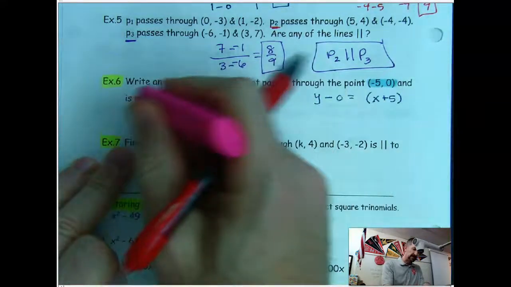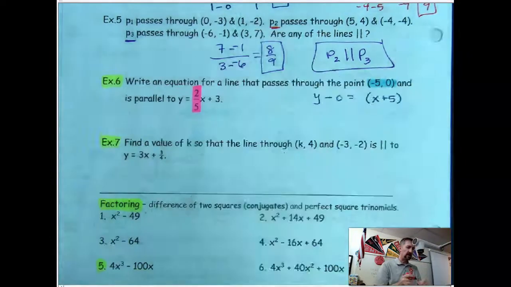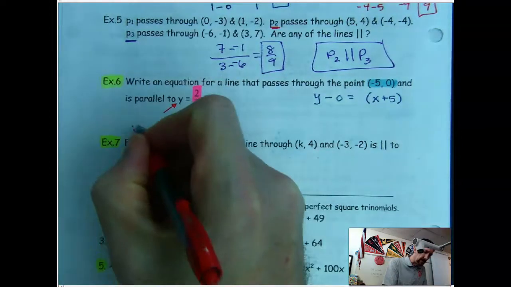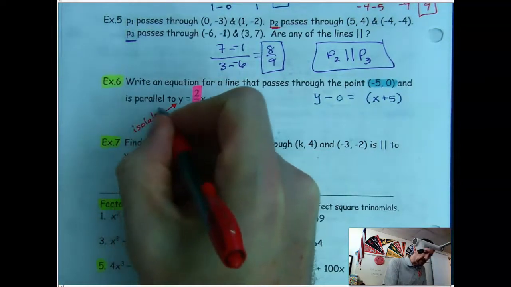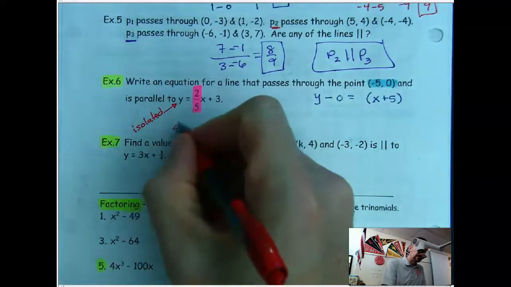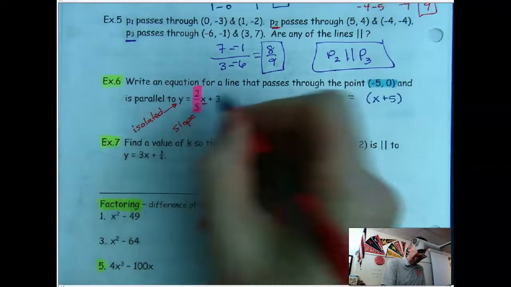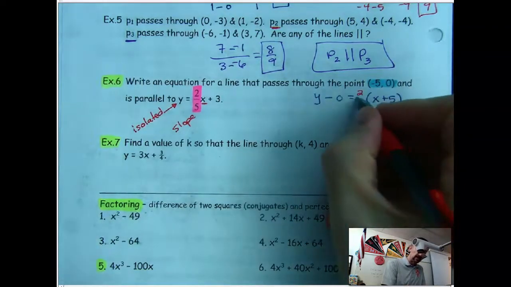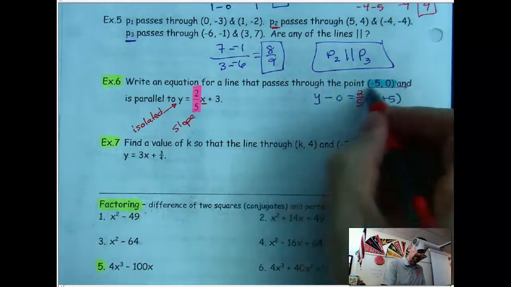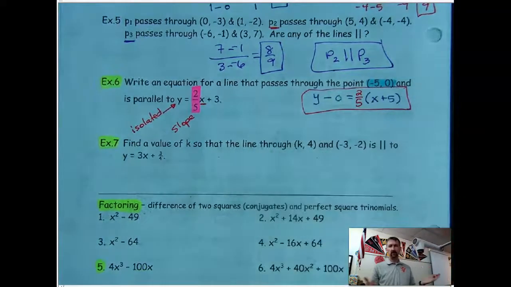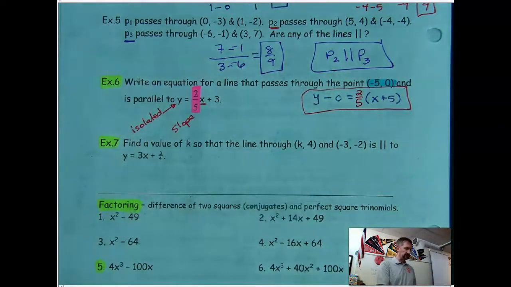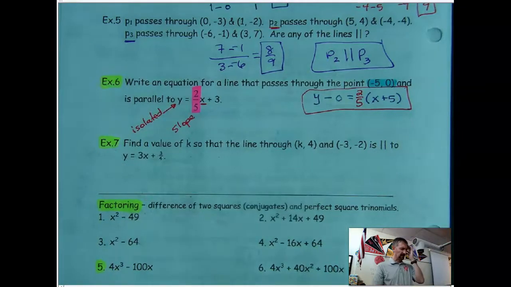So parallel means equal, and if y is by itself, or isolated, you know what isolated means, by itself, then the slope is the coefficient of x. Not the x, what's in front of x. So since our line is parallel to that line, it has the same slope. And that's it, we're done. Now if y was not by itself, then probably what we would do is we would get y by itself.